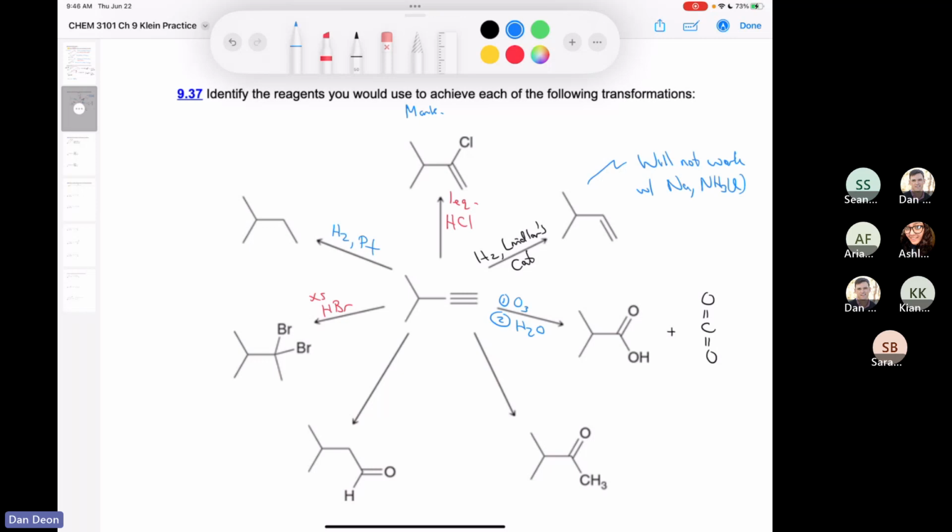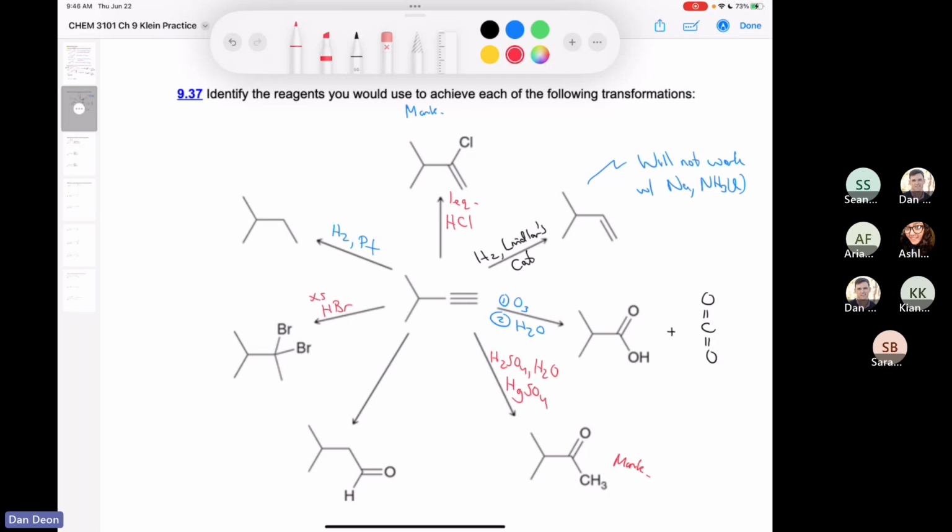The next one is the Markovnikov addition of water. So this one is Markovnikov addition to give us a methyl ketone. So for that, we need aqueous acid. So we need sulfuric acid and water. But remember, to get that reaction to work, you have to have mercury(II) sulfate.